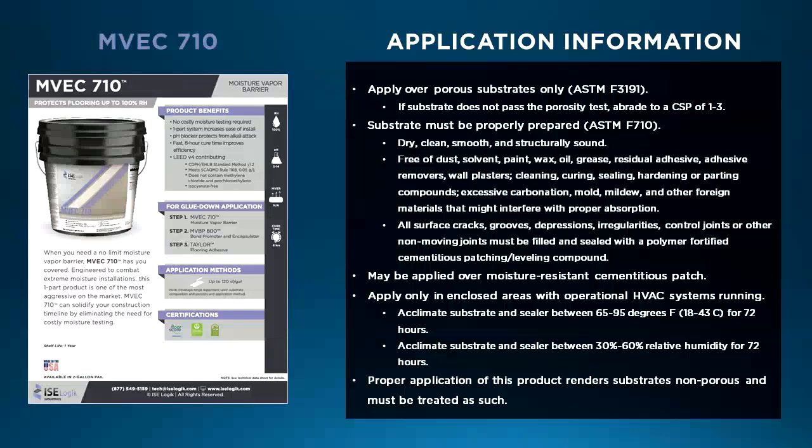They're applied over a porous substrate only. So you do the ASTM F3191 test. If the surface is deemed to be non-porous, then we need to pull the surface down to a CSP of 1 or a maximum of 3. So at least a CSP of 1 if it is not a porous surface. The substrate must be prepared as far as cleaning the substrate according to ASTM F710.